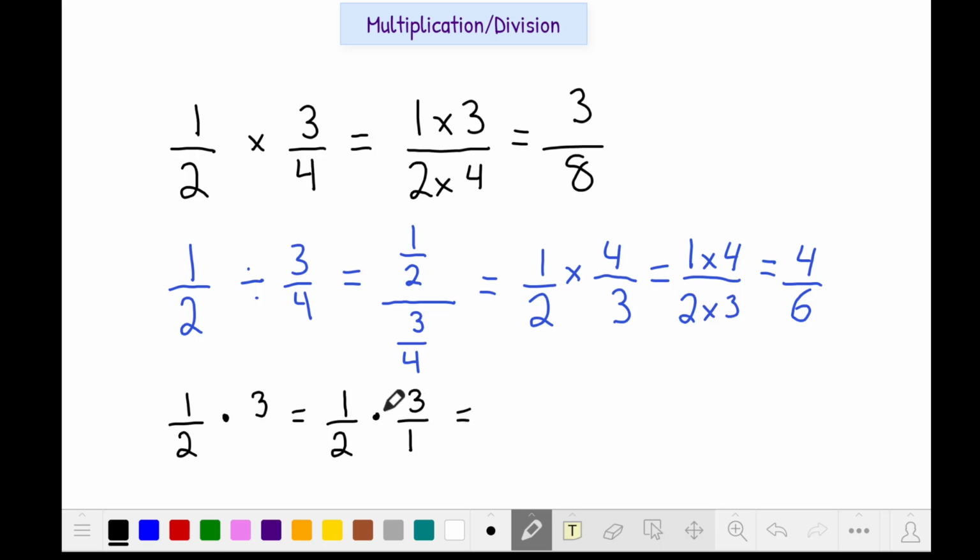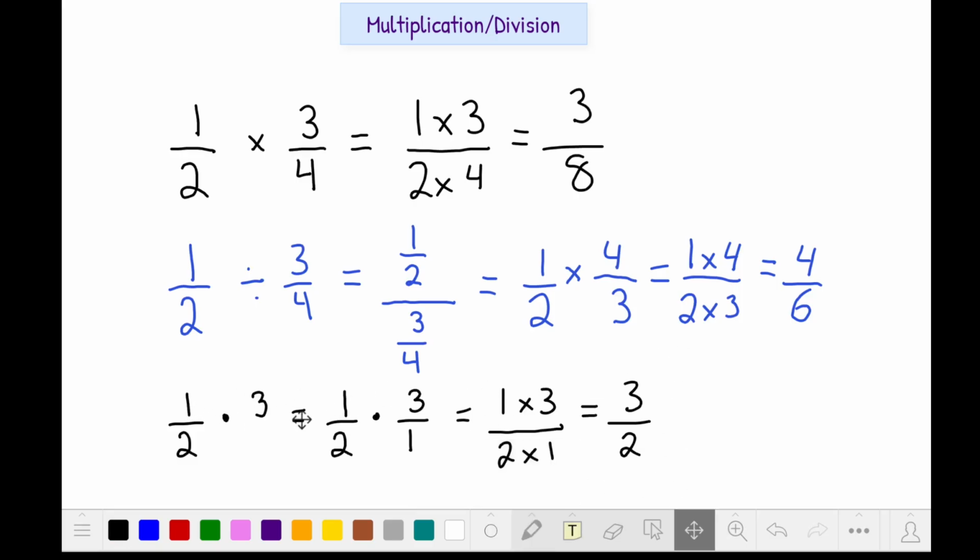And then once again, we've got 1 times 3 at the top, divided by a 2 times 1. And we've got ourselves a 3, we've got ourselves a 2, and that's our answer right there. 1 times 3 is 3, 2 times 1 is 2. And that's how we can do a multiplication with a fraction and a non-fraction.